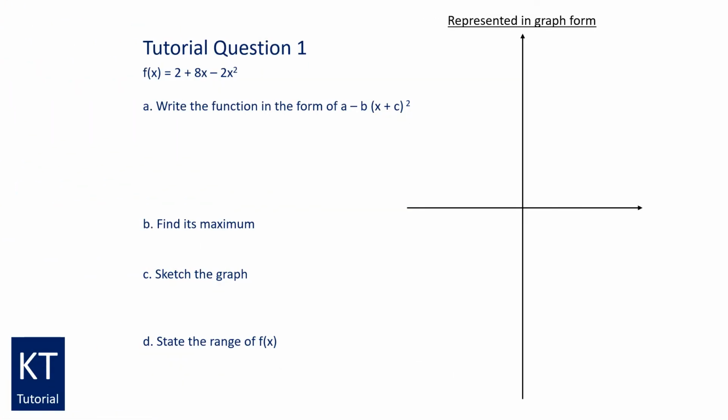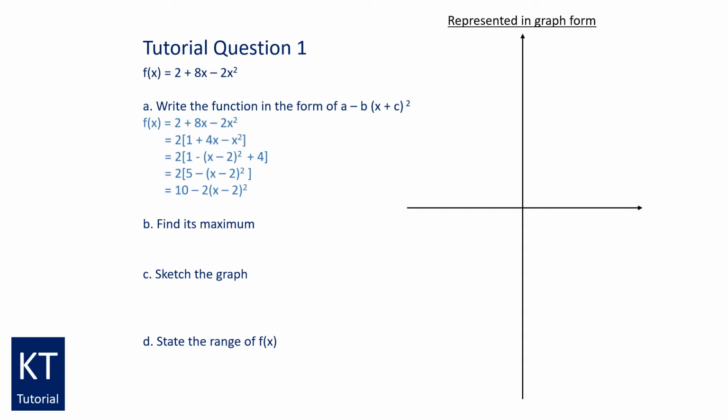Now let's take on tutorial question 1, with f(x) being 2 plus 8x minus 2x squared. Write the function in the form of a minus b times the bracket of (x plus c) squared. Also, find its maximum, then sketch the graph, and finally state the range of f(x).